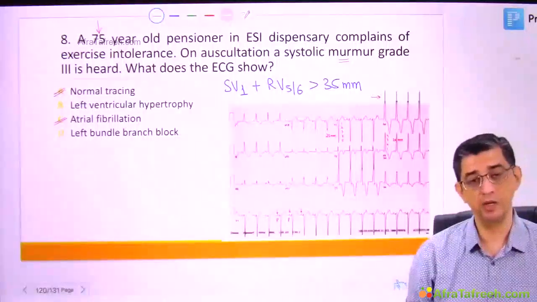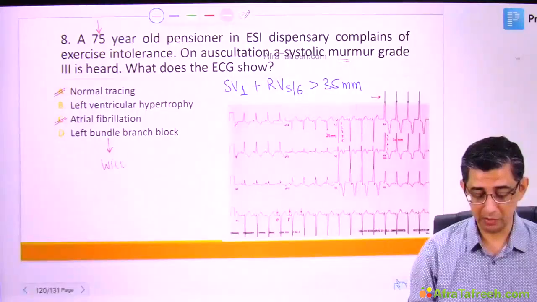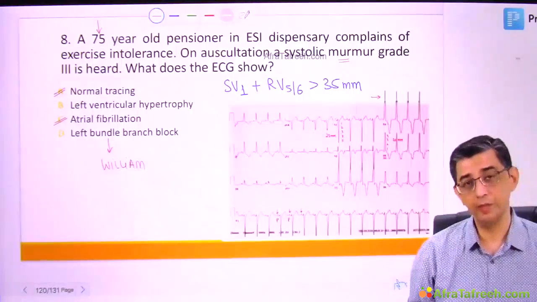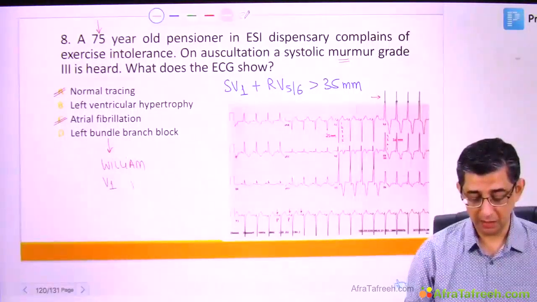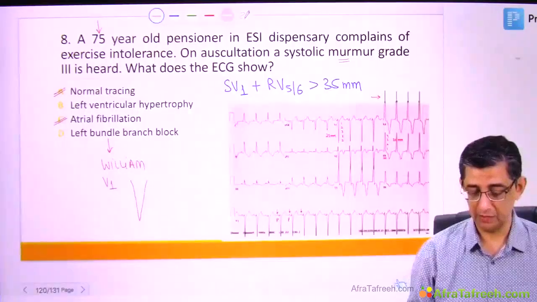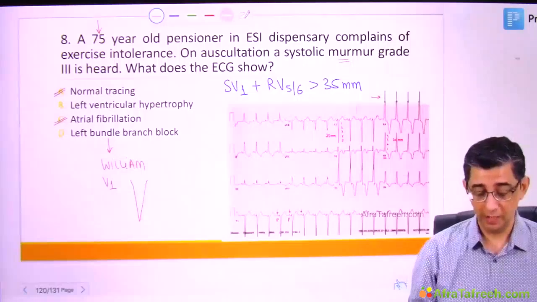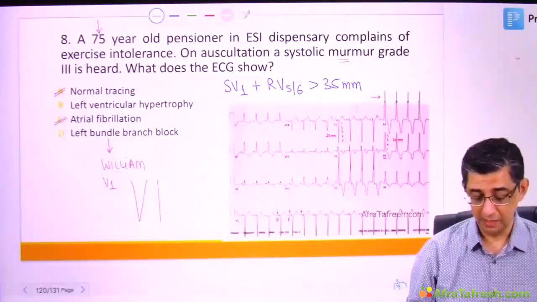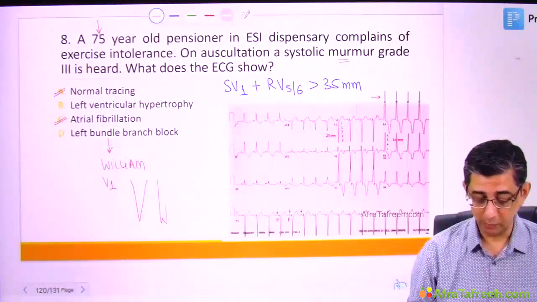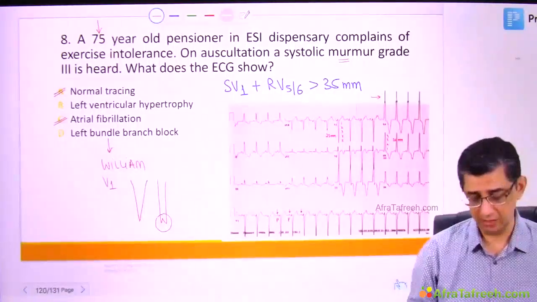Left bundle branch block. The important feature that we use for diagnosis of left bundle branch block is called WiLLiaM. What you mean by that is that in lead V1, you will have a deep and broad S wave. In this case, there is definitely a deep S wave, but not a broad S wave. And most of the time in this broad, deep S wave, there might be a W pattern, or we can call it an M pattern sometimes, or inverted M.